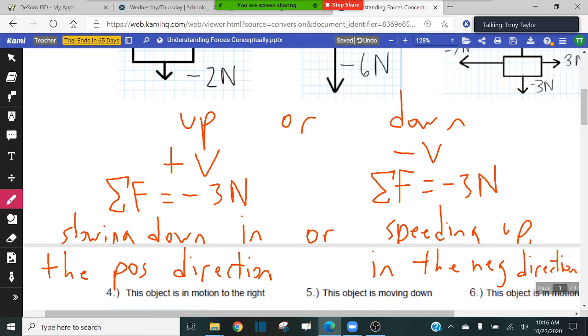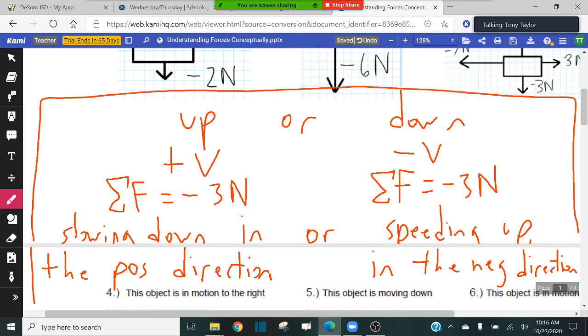Okay, so guys, everything that I have written down in red is your answer for number two. Remember, if these signs are different, the object is always slowing down. If these signs are the same, the object is always speeding up.